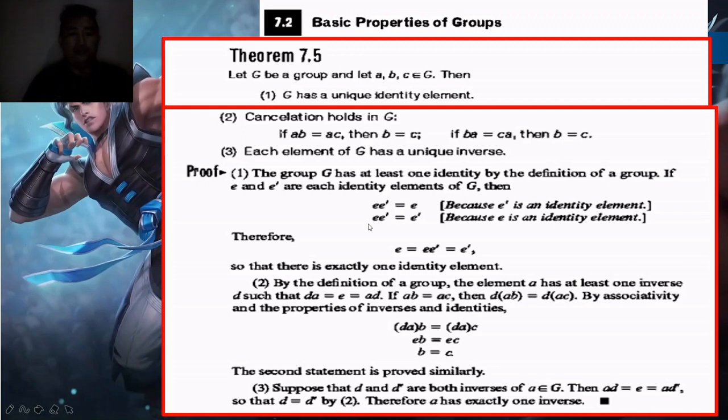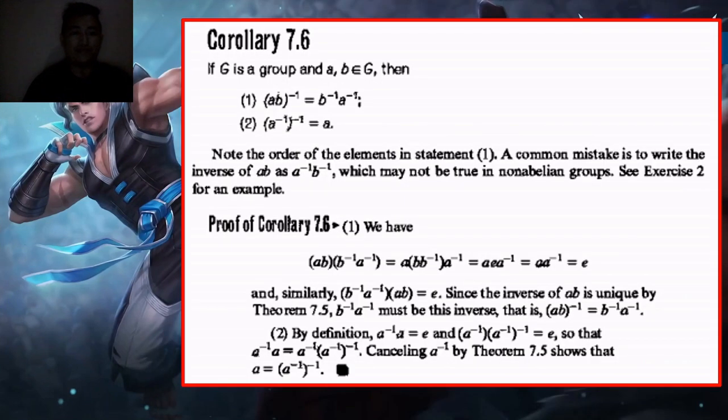So, by 2, gamitan na natin si 2 din, class. Mo-result siya nga D is equal to D prime. Okay, therefore, equal na rin ang D ug ang D prime. Therefore, A has exactly one inverse. Isa rin class ang iyahang inverse.